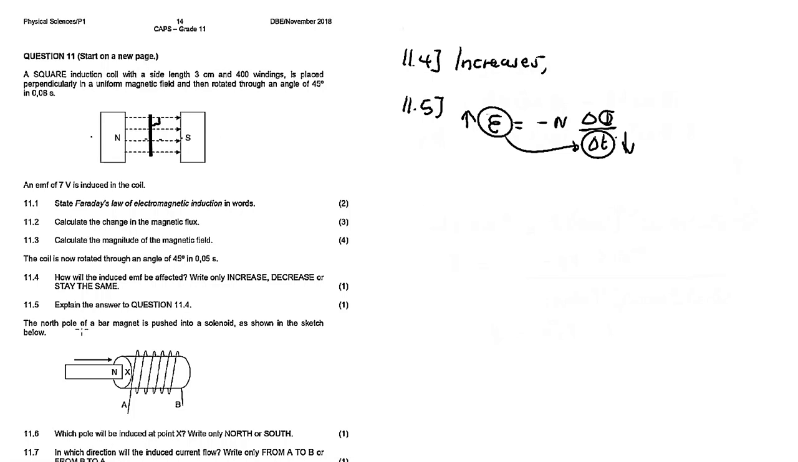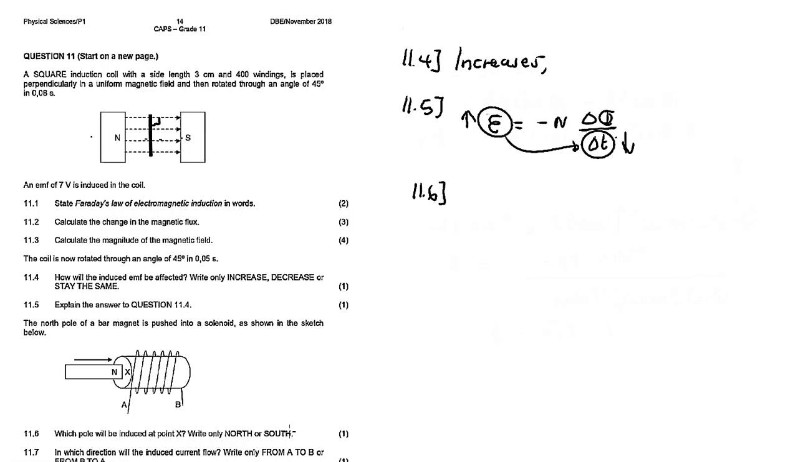That's the opposite. Now, the north pole of a bar magnet is pushed into a solenoid as shown in the sketch below. Which pole will be induced at point X? Write only north or south. So, 11.6.